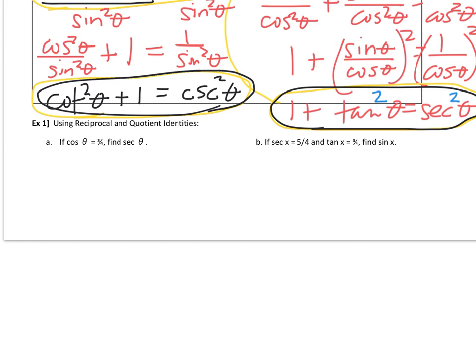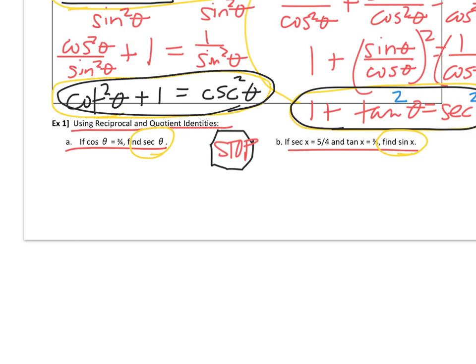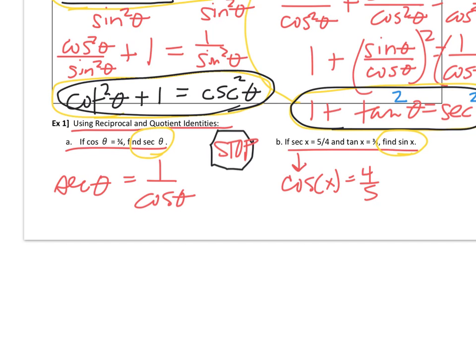So this is what I'd like you to do: I'd like you to stop the video and try these two examples, okay? Now I'm going to go through them in a minute, but just see if there's a way of using reciprocal or quotient identities to solve for what they're asking you to find. So here we want to know what secant of theta is, and here we'd like to know what sine of x is. We will be using those Pythagorean identities, just not right now. All right, let's see how you did.